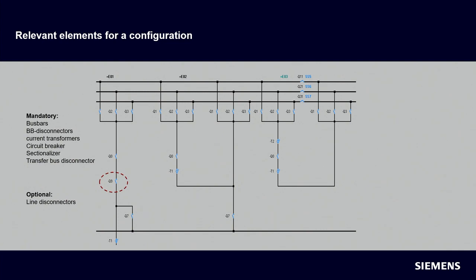Line disconnectors we need only in case we have a transfer bus. Here it's the case: as we have a transfer bus, we have to configure also the line disconnectors. And we also need the line disconnectors in case of parallel lines.